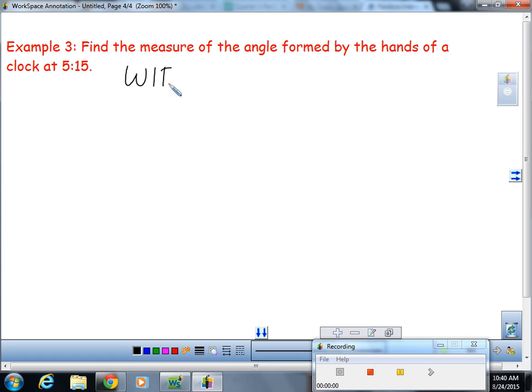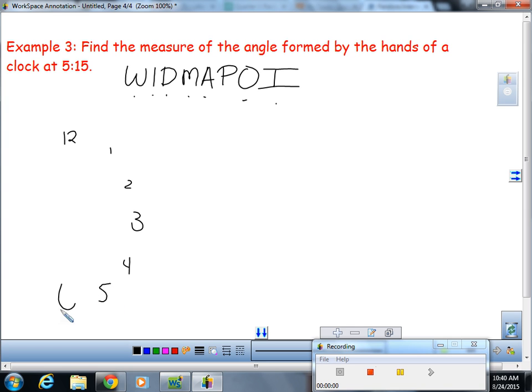It's my first chance to use this famous acronym invented by Mr. Lothrop, WIDMAPOI, which obviously stands for when in doubt, make a picture of it. WIDMAPOI, okay? So we need to envision this scenario. We know that up at the top of a clock is a 12, and then a 1, and then over here is a 3, 4, 5. There's half of a clock.